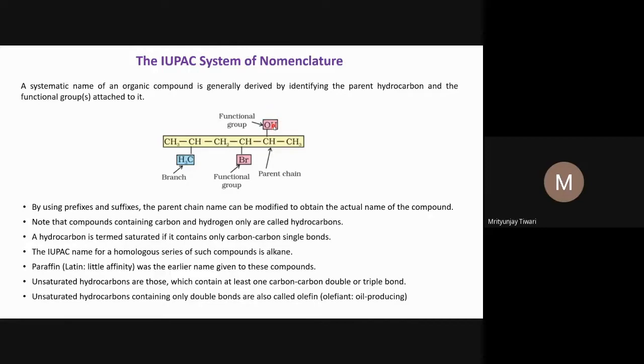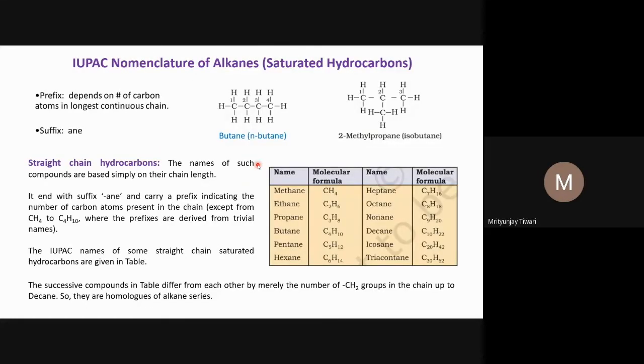Then the principal functional group, and then what substituents or branches are there. Any functional group other than the principal functional group, the subsidiary functional groups, are also considered as branches or substituents of this organic compound, the major, the longest chain. So first of all, we started the IUPAC nomenclature of straight chain hydrocarbons. Straight chain saturated hydrocarbons, I should say rather.